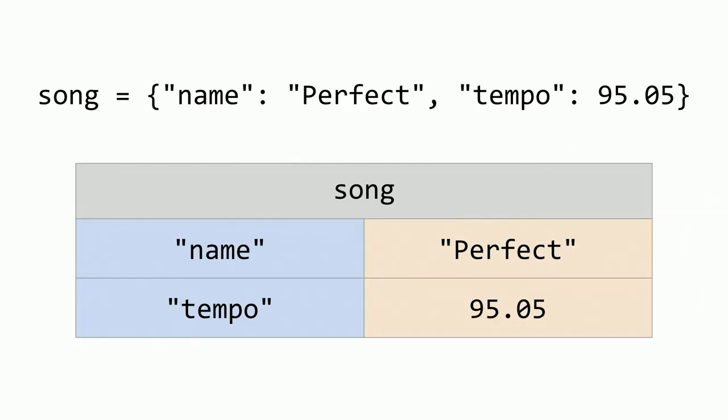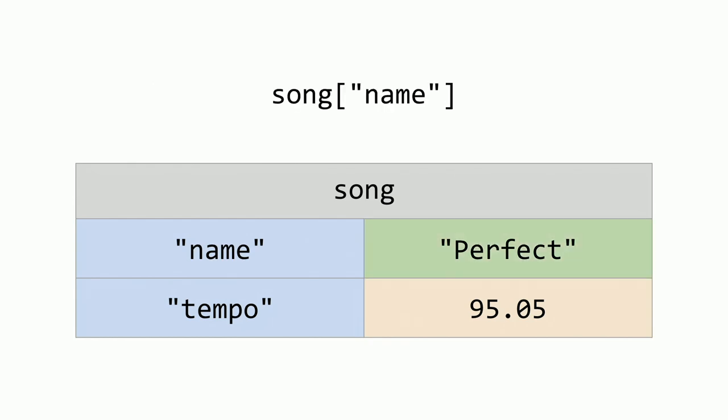So for example, if I translated it into the tables that we love and cherish, this is how it might look like. So in the dictionary called song, on the left-hand side, I have my keys, and on the right-hand side, I have my values. Well, how do I access them? Using the keys, right? And the syntax here is slightly different.